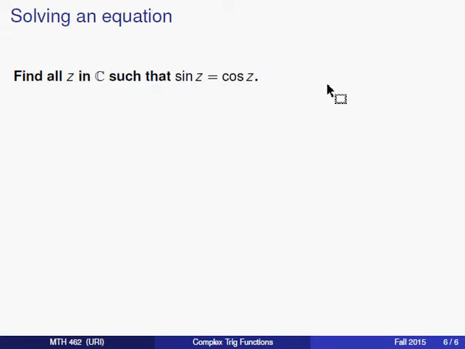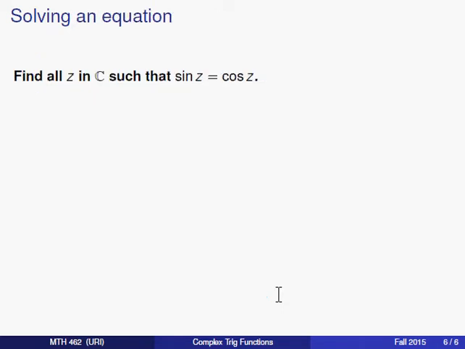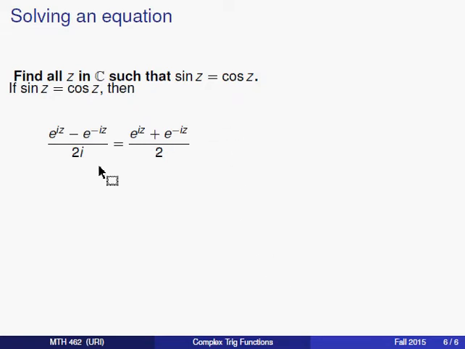Now, as with the equation sine of z equals 2 or sine of x equals 5, you first want to break out your definitions of these trigonometric functions. So I'm going to rewrite sine of z and cosine of z in terms of their fraction definitions. And then I'm going to manipulate things in a lot of the same ways that I manipulate normal real algebraic expressions. I'd like to get rid of these fractions, so I'm going to multiply both sides by 2i.